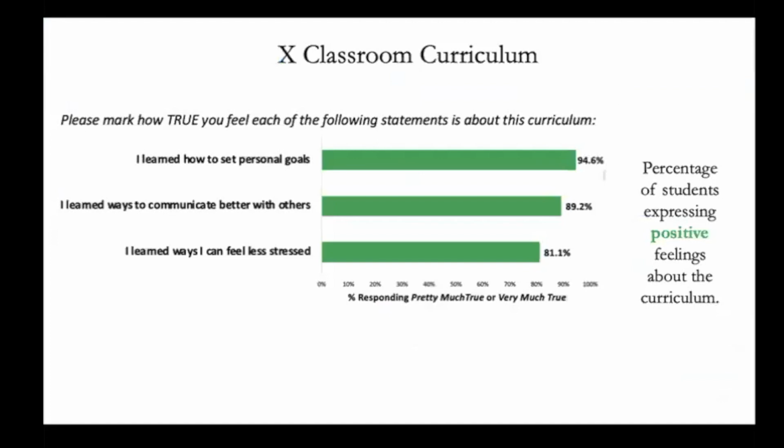So another example is this. This is outcome, but this is a little bit different. This survey asked students at the end of the curriculum to mark how true they felt about the following statements. And so 94, almost 95%, felt that it was true that they learned how to set personal goals.